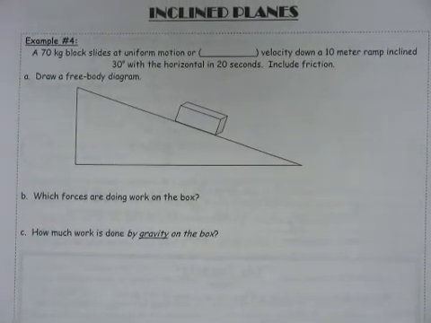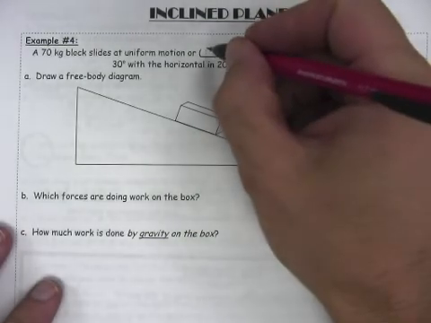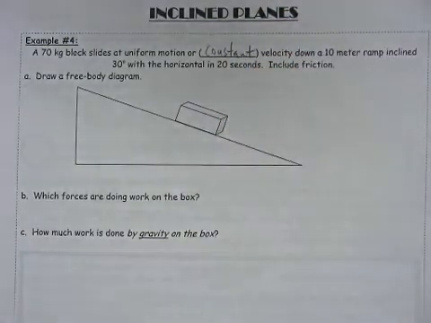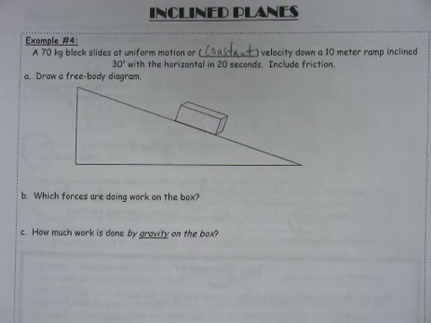So example number 4, a 70 kilogram block slides at a uniform motion. All right, so what is uniform motion? Uniform motion we know is going to be constant velocity down a 10-meter inclined plane, inclined 30 degrees with the horizontal, and all that happens in 20 seconds. And we are going to include friction, so we have to include that.